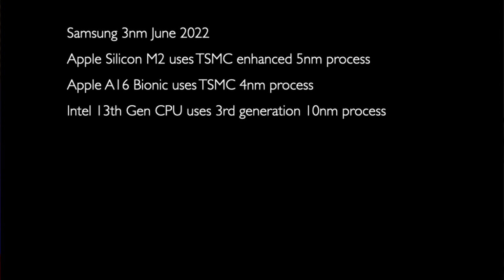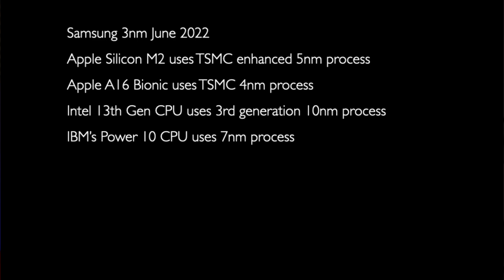As of 2022, Samsung announced, I think it was back in June, the 3 nanometer chip. Apple Silicon's latest M2 uses TSMC's enhanced 5 nanometer process, and the Apple A16 Bionic uses TSMC's 4 nanometer process. Intel, on their 13th gen CPU, is using a 3rd generation 10 nanometer process, but they have committed to doing 7 nanometer very soon. The original prediction was to have 7 nanometer in production by the end of 2022.